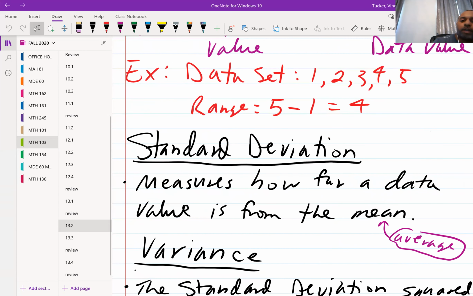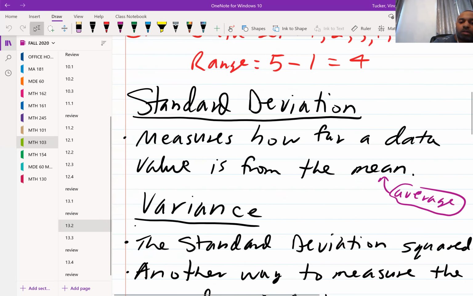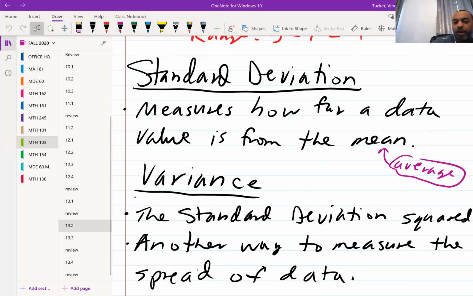All right, standard deviation measures how far a data value is from the mean. Remember, the mean is another word for average. And your variance is the standard deviation squared. Also is another way to measure the spread of data.